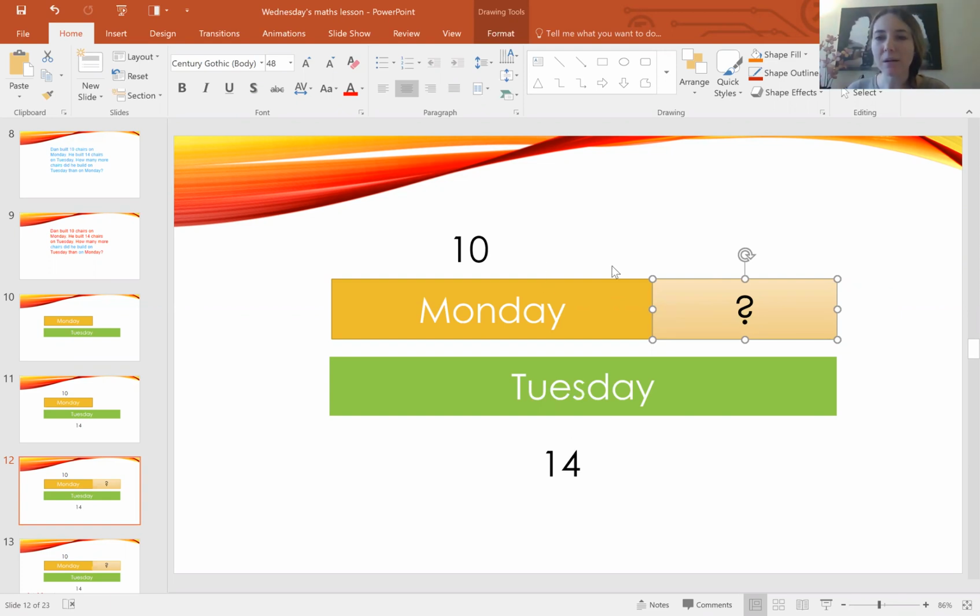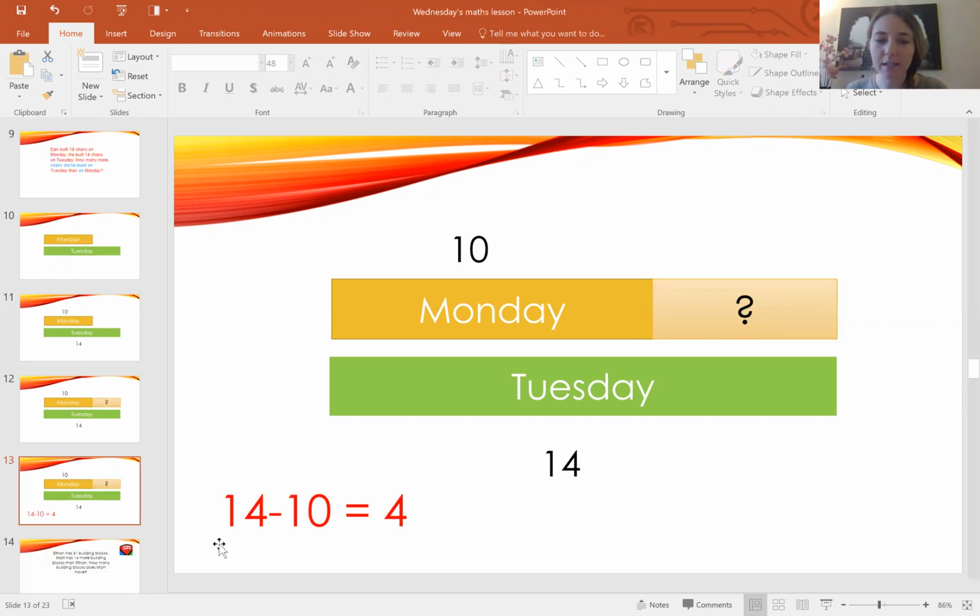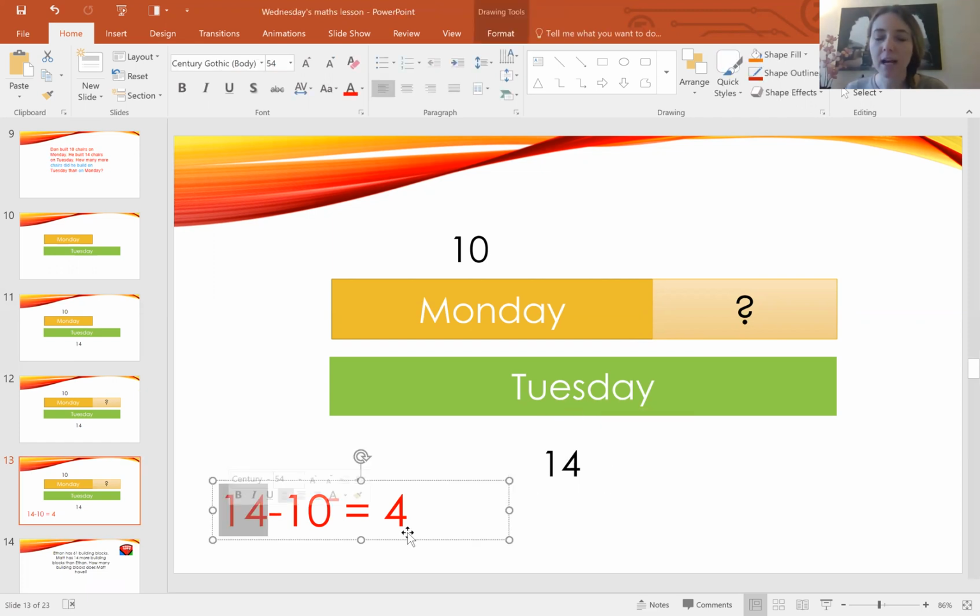What we need to find out is the difference between Monday's 10 and Tuesday's 14. How do we calculate the difference? Is it addition or subtraction? Well done, it's subtraction. So in order to find out this question mark, this missing difference here, we need to subtract 14 take away 10. We'll always start with a bigger number, always start with a bigger number as the minuend. And the answer is 4.